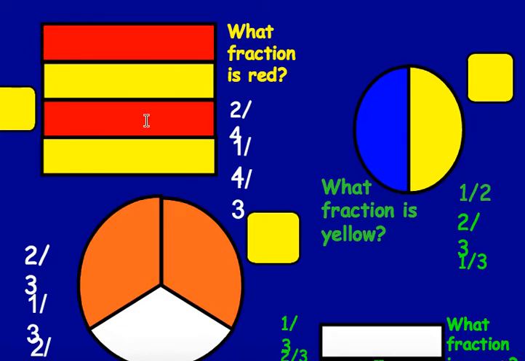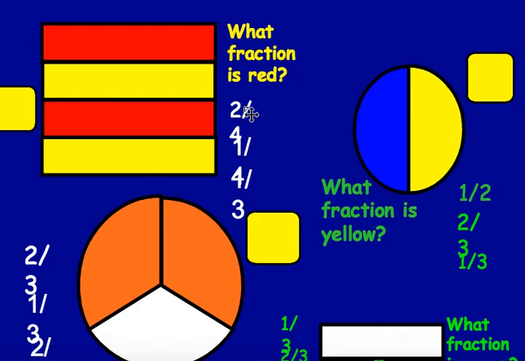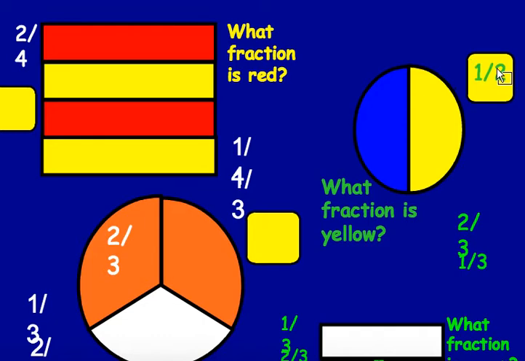Let's take a look at this question here. What fraction is red? Well, I would say to myself, here are my choices, right? How many pieces in total? Well, there's 4. How many are red? There's 2, so it's got to be 2/4. This one here. In thirds, how many are shaded orange? Well, there's 2 orange out of 3, so it'd be 2/3, which would be this one here. And last, this is an easy one. Which one is yellow? I would say it's 1/2.